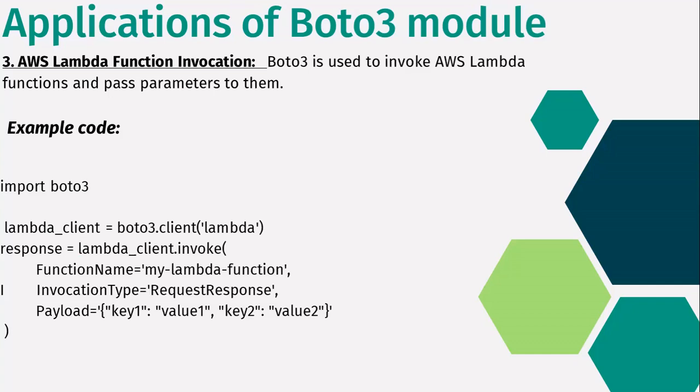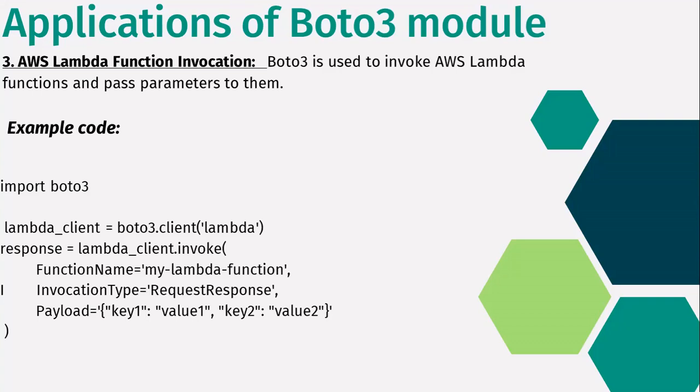So in this code, the invoke method is used as an AWS Lambda function. The name given to the function is my Lambda function, and with the help of the invoke method, we will be executing the program of the Lambda client. FunctionName specifies the name of the function, which in this code is my Lambda function.